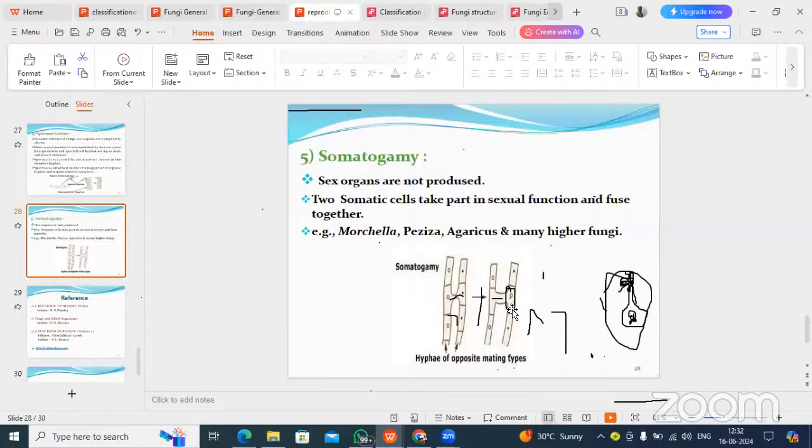Till now we have studied the thallus structure, thallus organization, nutrition, classification, reproduction. Only one topic, economic importance, remains from the fungi. That we will discuss next week, next Saturday.